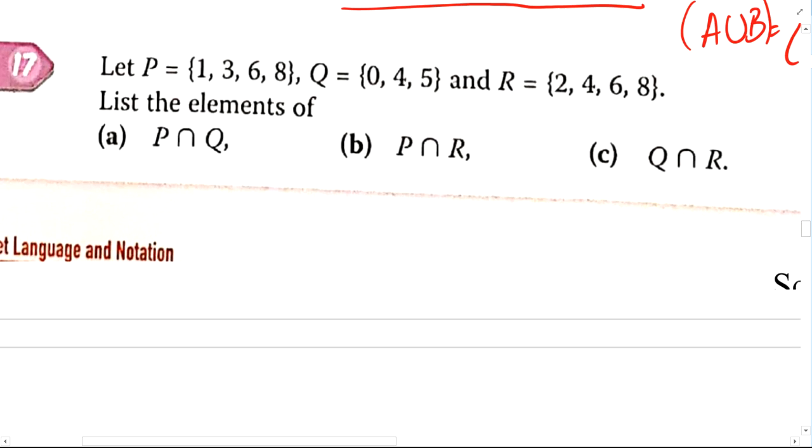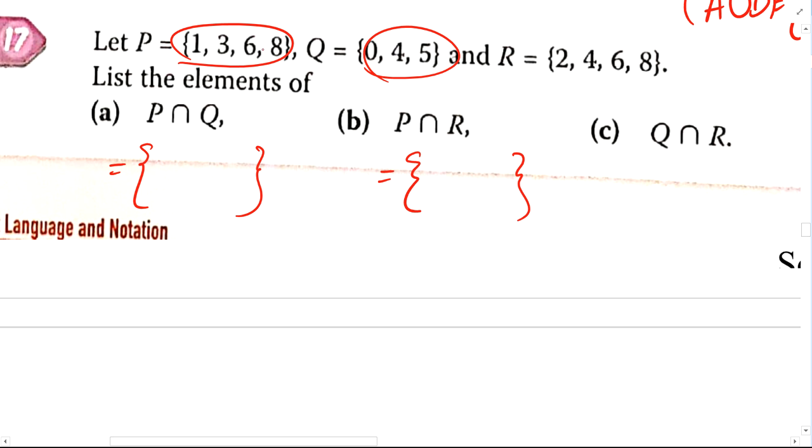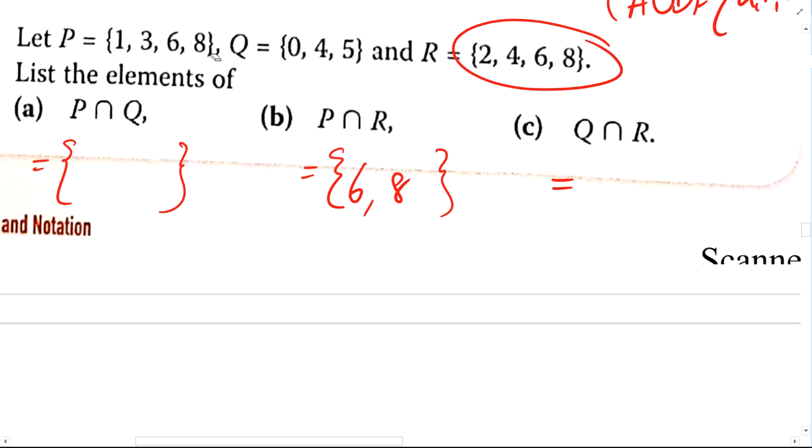So your turn to try. This one's a simple one. We can do it together. What is inside P intersect Q? 5, 9. Empty set. So it's the empty set. What is inside P intersect R? 6 and 8. Okay, what is inside Q intersect R? Okay, it's just identifying the numbers that are common.